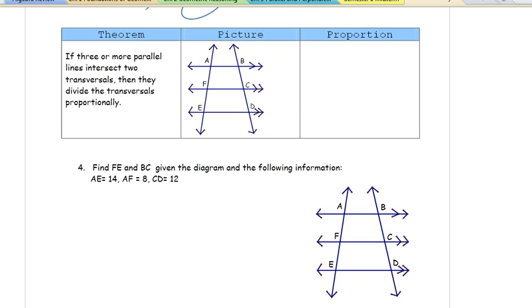Next one, I like to call these the railroad tracks. If you have 3 or more parallel lines intersecting 2 transversals, then they divide the transversals proportionally. What I mean by that is AF is to FE. The ratio from AF to FE is going to be the same as the ratio from BC to CD. Meaning, if this was 2, and this is 4, and let's say this is 5, 2 over 4, that's 1/2. 5 over 10, that would be 10 there. That's how they are divided.